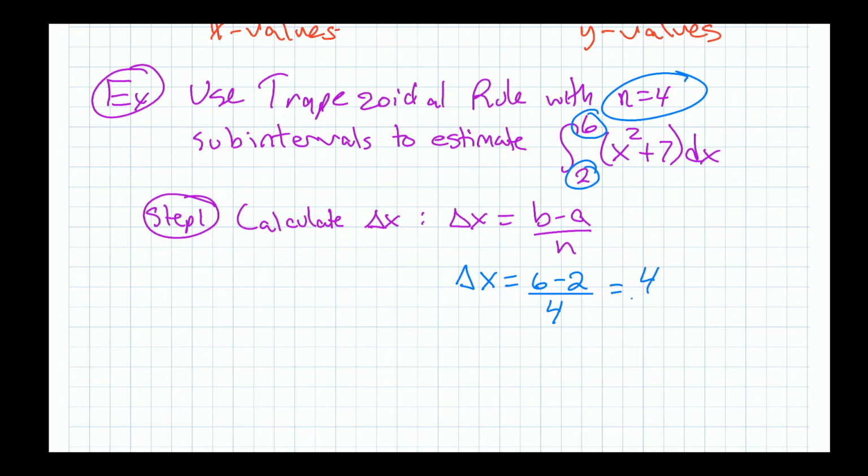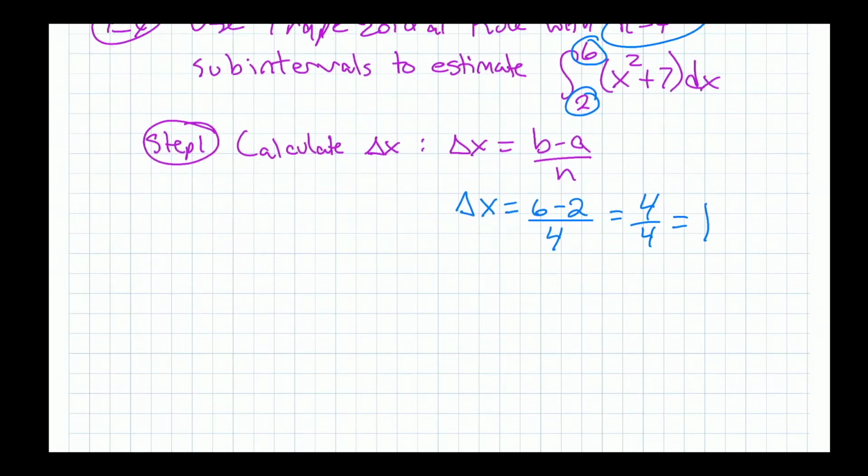Now, it doesn't always come out even like this, but 4 over 4 is 1. That's a nice delta x. It makes it really easy. But often it's not 1, so don't count on that. That's not something that always happens.